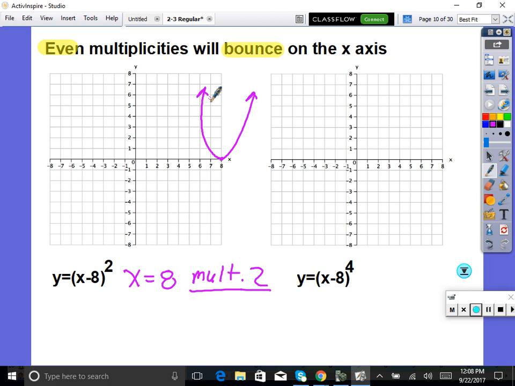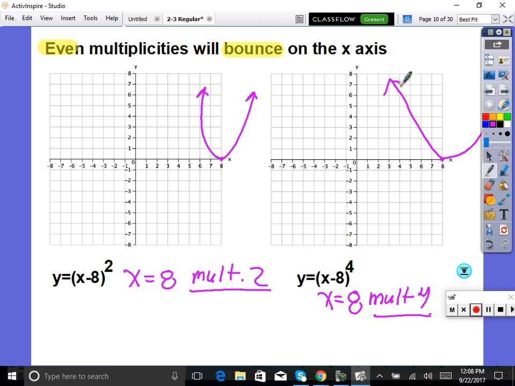So look right here though, this is degree 4. So won't I get x equals 8 with a multiplicity of 4? That's still an even multiplicity. So it's still going to come down, touch at 8, and bounce back up. It's just not going to be a perfect U. Remember how we talked about 4s can have one turning point, but they won't be perfect U's, right? So do you see how that still bounces at 8?